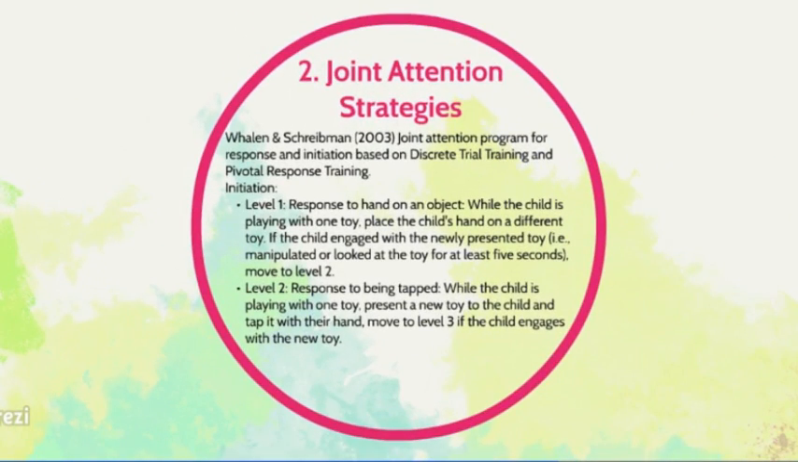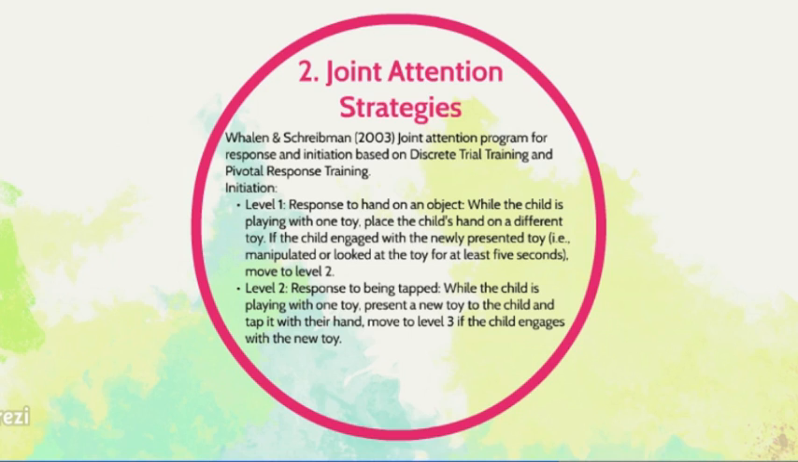Weiland and Schreibman 2003 have a joint attention program for response and initiation based on discrete trial training and pivotal response training. To focus on initiation, there are several levels, starting with the child's response to having their hand placed on an object. While the child is playing with one toy, place the child's hand on a different toy. If the child engages with the newly presented toy, either manipulates it or looks at it for at least 5 seconds, move up to level 2.